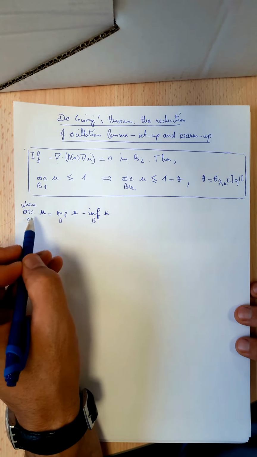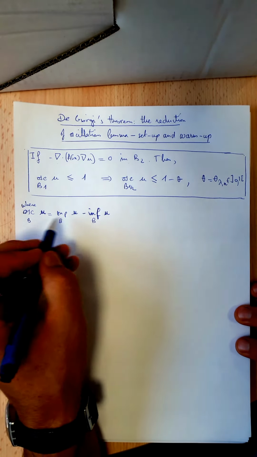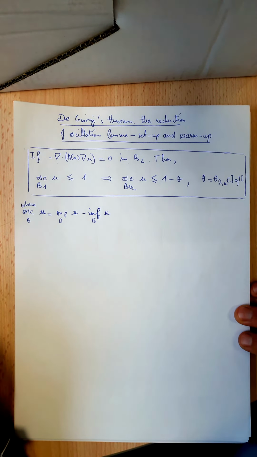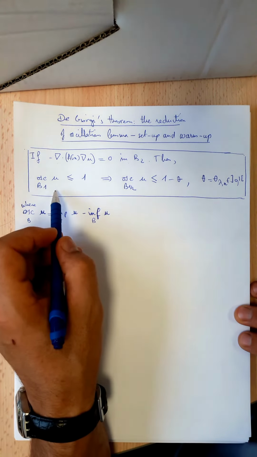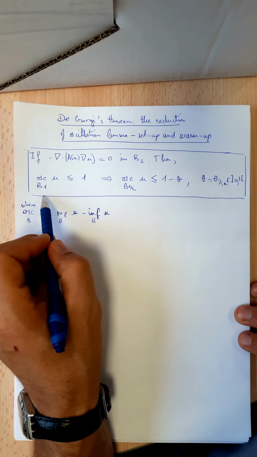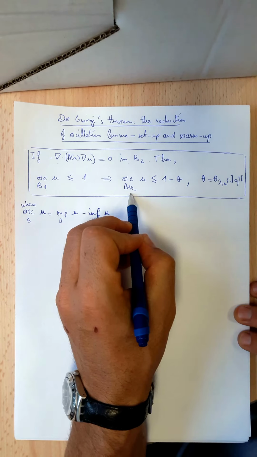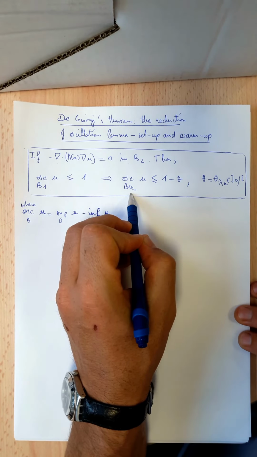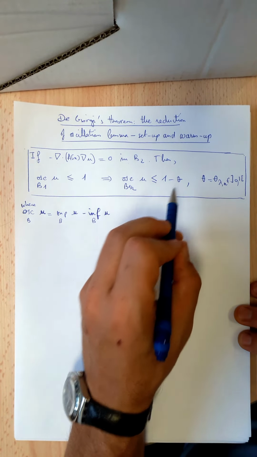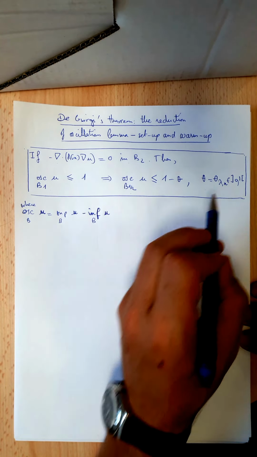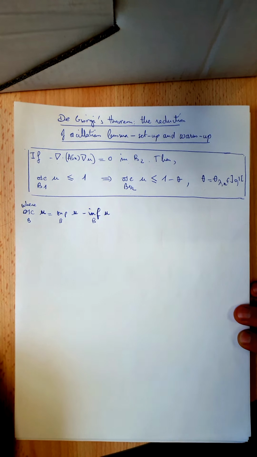And the oscillation of U on a ball B is just going to be the difference between this sup and this inf. Okay, so assuming that the oscillation is less than 1 on the ball of size 1, we're going to prove that the oscillation on the ball of size 1/2 is less than 1 minus theta for some fixed theta, which depends only on dimension and ellipticity constant of A.